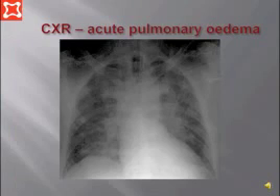A chest X-ray demonstrates acute pulmonary edema, which is a common complication of myocardial infarction. A bilateral fluffy alveolar fluid pattern is noted, projecting from the hilum. Curly B lines may also be seen. On clinical examination, you would expect to find coarse basal to mid-zone crackles.